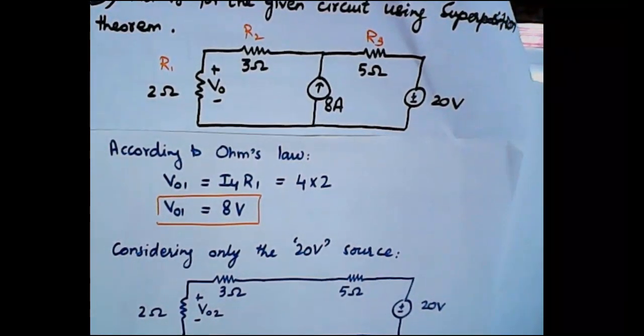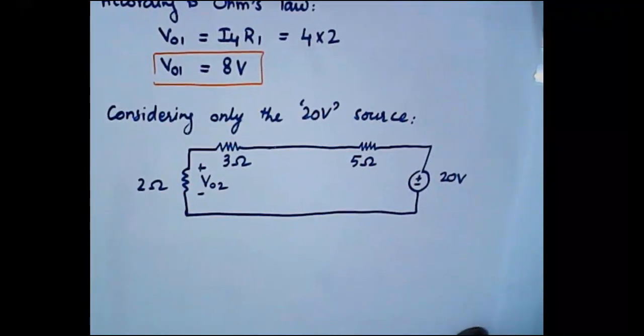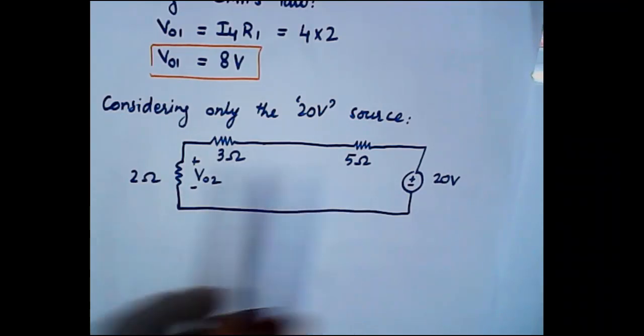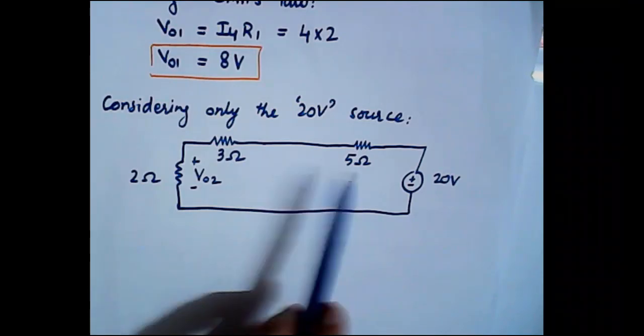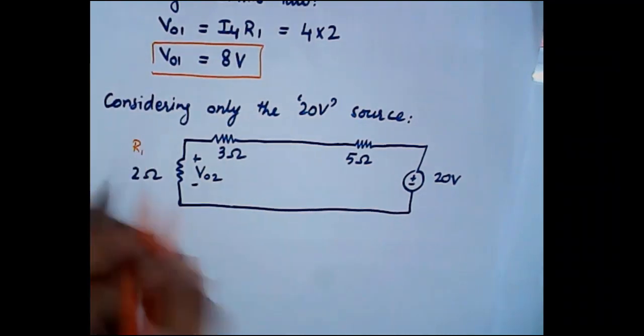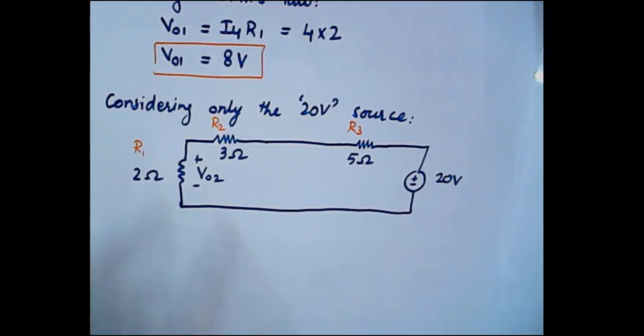V02, right? So our circuit will now look like this, and we need to solve this circuit. Now again you can see here that the circuit is a series combination of resistances. So when we are solving this series combination, we can write it as R1, R2, R3, right? So we can just solve these two.